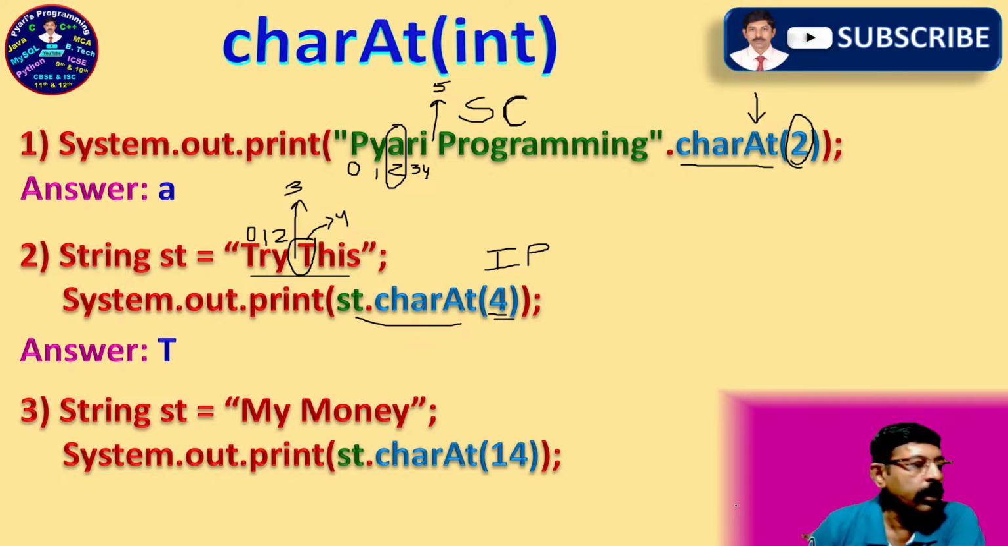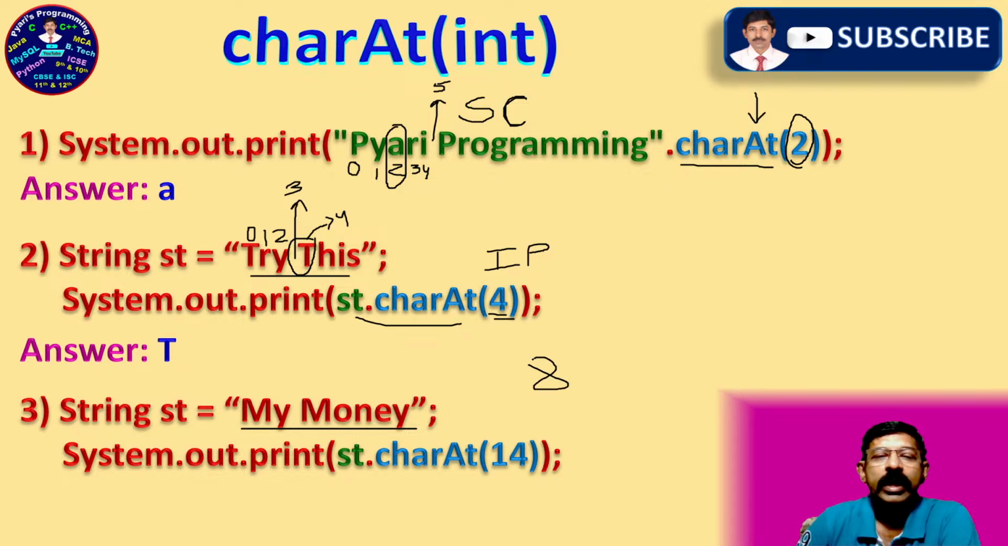Okay, let me explain. It cannot be an integer. Let me see how many characters are there first of all. 1, 2, space is 3, 4, 5, 6, 7, 8. In total we have 8 characters inside this. Can we get the 14th index position? No, we cannot. Because of that reason, it will generate an error message.